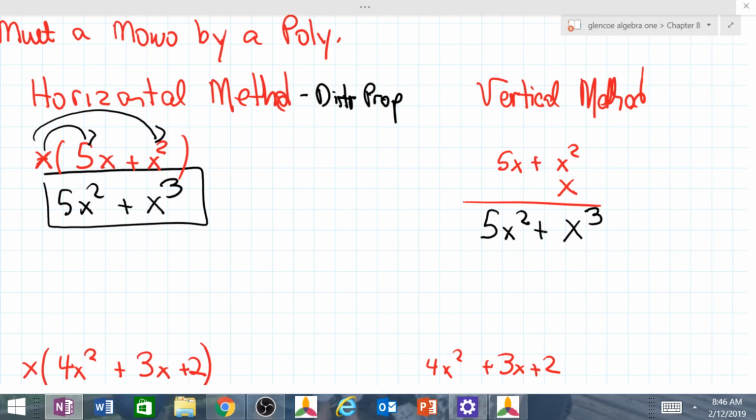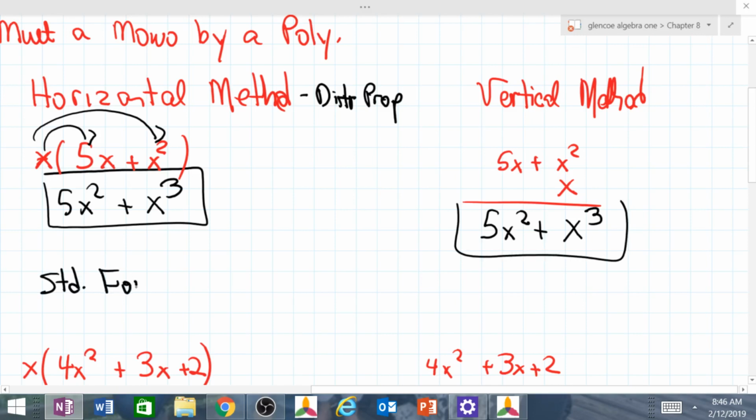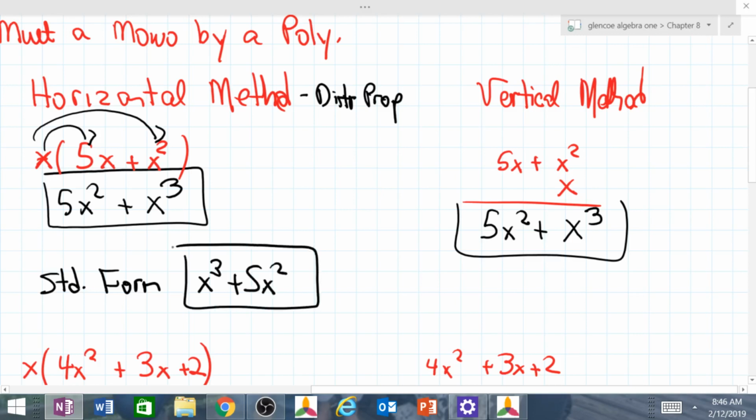See how we're doing here. So we needed to rewrite 5x squared plus x cubed in standard form. Remember standard form. We need to find the highest exponent. We need to actually put both of these in standard form. So what would the final answer be? Anybody? Right here. Thank you in the front. X cubed plus 5x squared. So make a big note that we are going to put these in standard form.